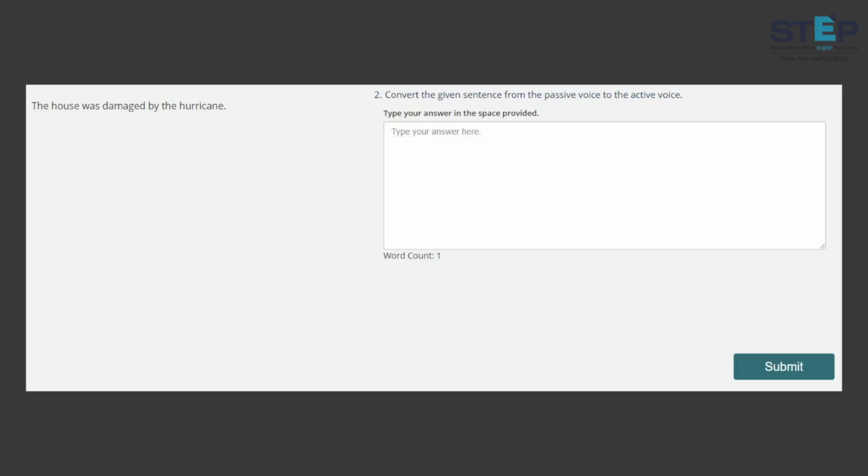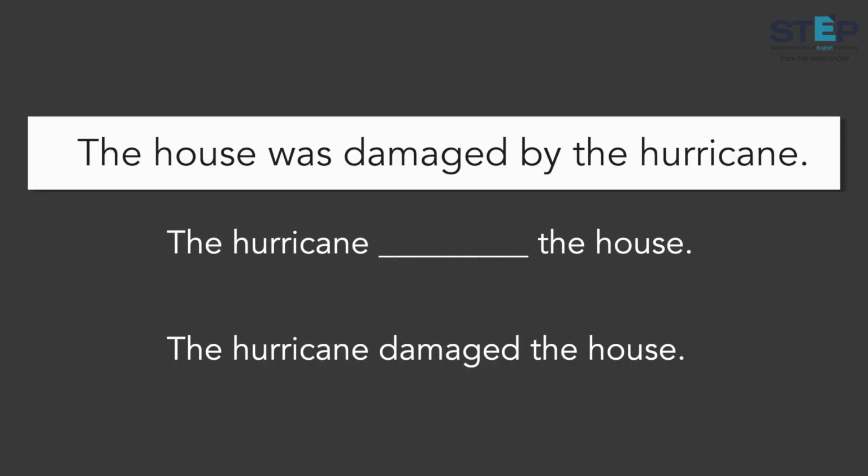This question asked you to convert the passive voice into the active voice for the sentence, "The house was damaged by the hurricane." The hurricane is the thing that is performing the action, damage. So the hurricane should move to the subject position, to the starting of the sentence. Next, move the recipient of the action to the object position, that is, to the last part of the sentence. The house should move to the last part.